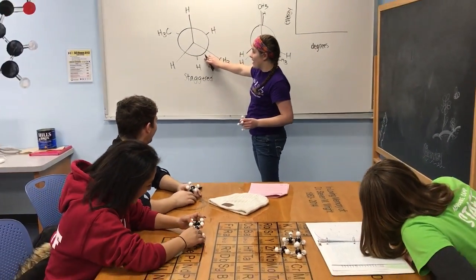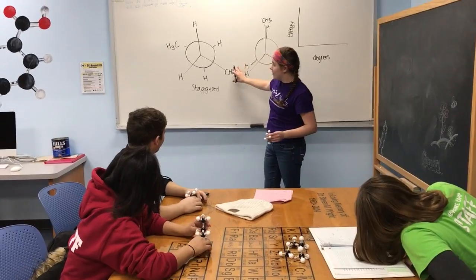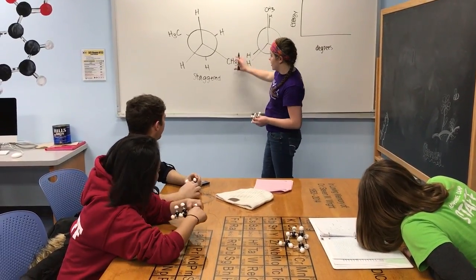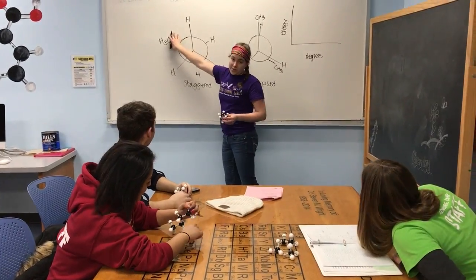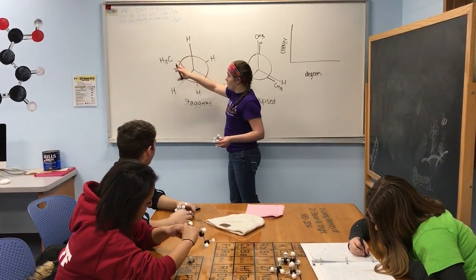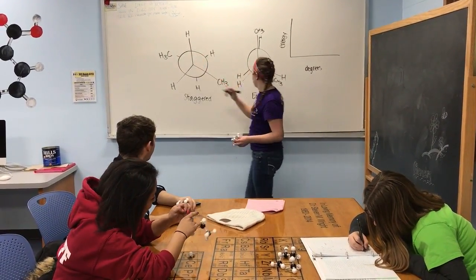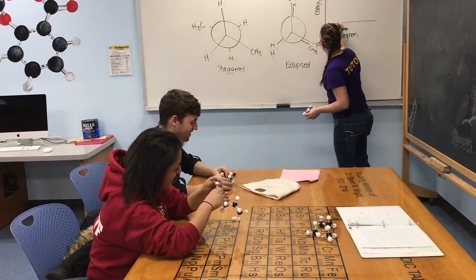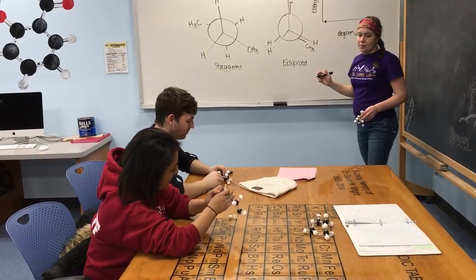We'll start with this staggered one. Now, the CH3s are bigger, so they'll create more repulsion. So since the CH3s are opposite each other, this will be the lowest energy conformation. So we'll start that one there.